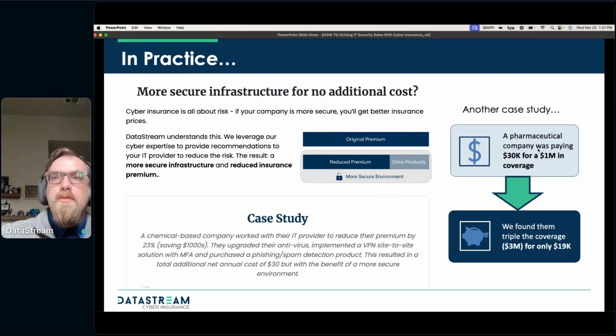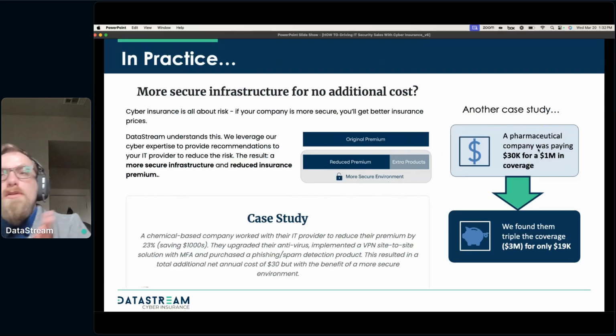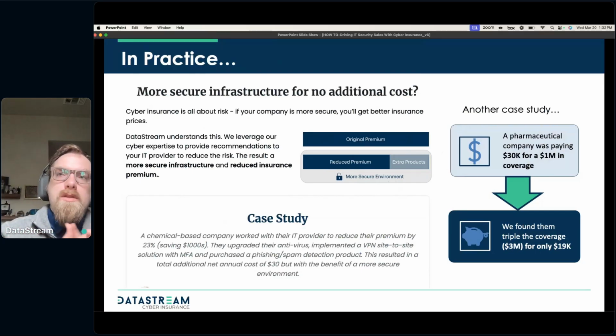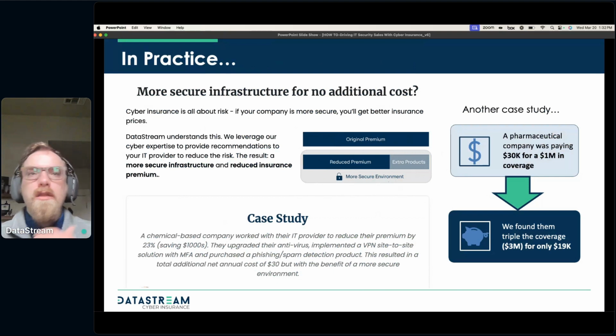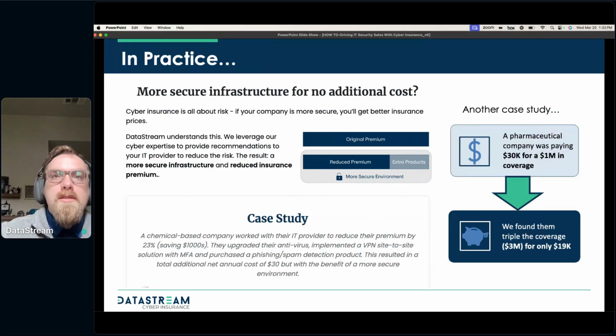Another case study I like to bring up is how we've absolutely been able to save customers money in the long run. There may be a case where you run into a customer who's already doing these things. But as I mentioned, it's an unstandardized market, so they may already be doing these things but still be overpaying for insurance, just because that carrier is not necessarily focused on this, and not giving any credit for having those tools and technologies in place.